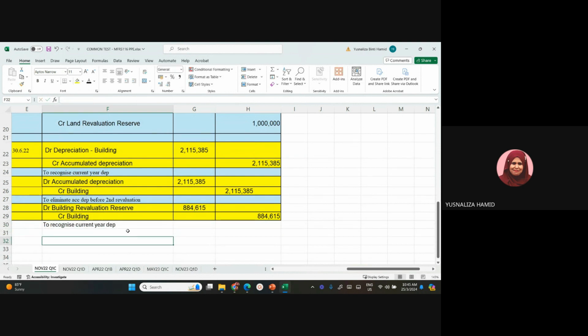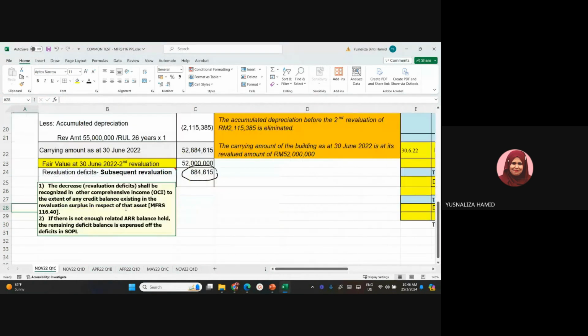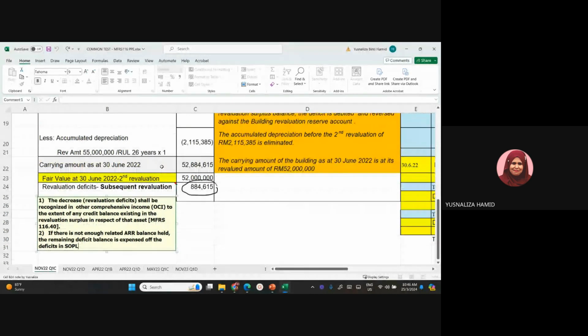The next one here is to recognize the revaluation deficit. You can see the revaluation deficit was not debited to the SOPL but was debited to the building revaluation reserve, because the building revaluation reserve has more than enough balance. You can see the paragraph here says, to the extent of any credit balance existing in revaluation surplus in respect of that asset. So if you have enough balance, you do not need to debit that to the profit or loss as an expense. Our case here is enough.